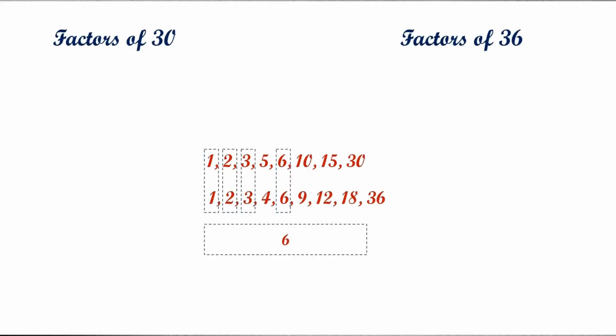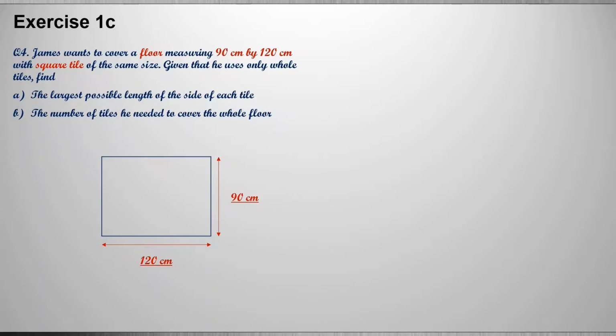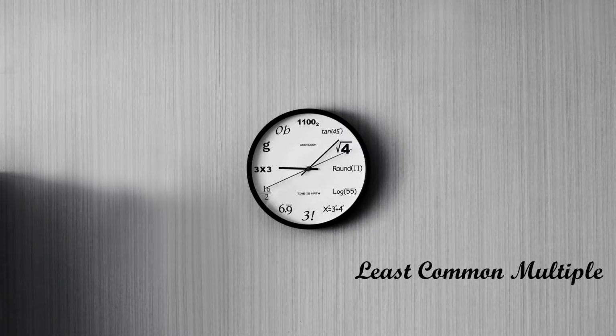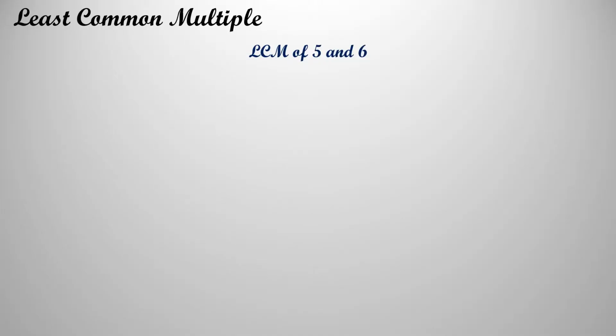Previously, we learned what is an HCF and what are some fun ways to deal with word problems. Now, this time around, it's about least common multiples. Let's say we have to find out the LCM between 5 and 6. The first thing that you need to do is find out the multiples of 5 and the multiples of 6.